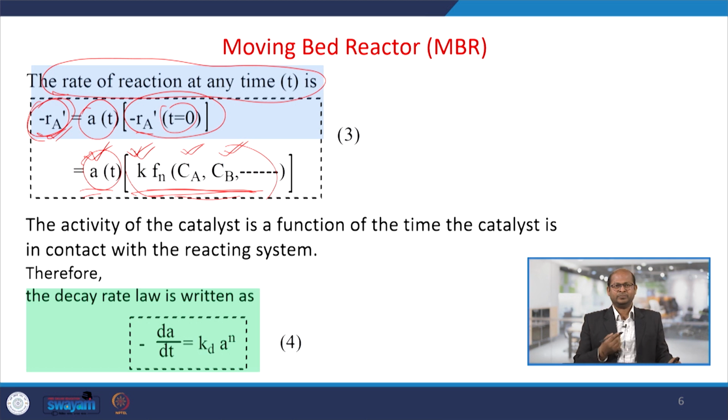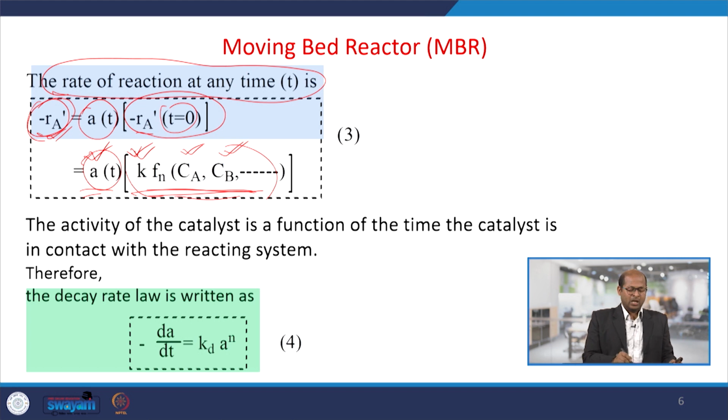In that way we can simplify the equations, and the design equations will be in differential form that we can solve using ordinary differential equation solvers. If all the components and parameters required are known, then we can solve it.